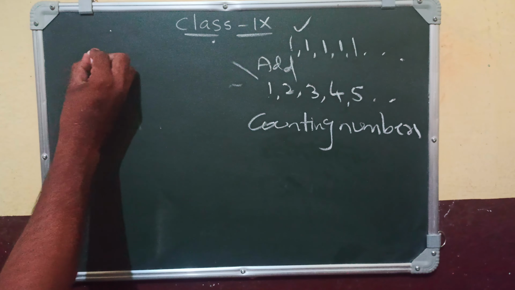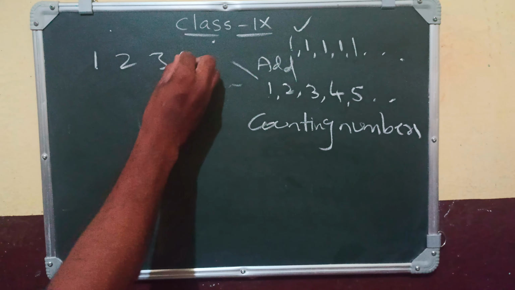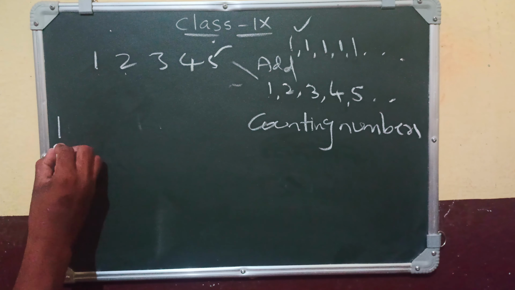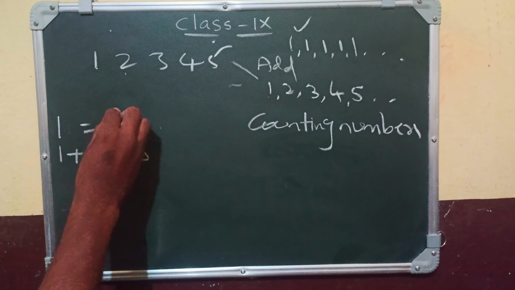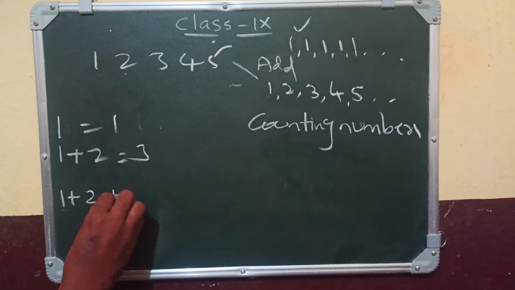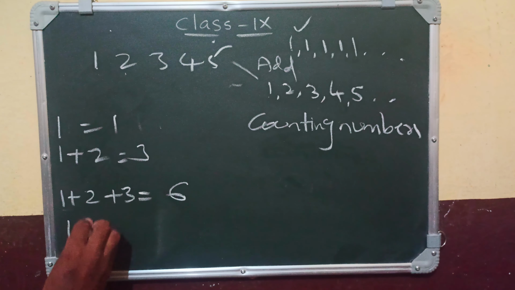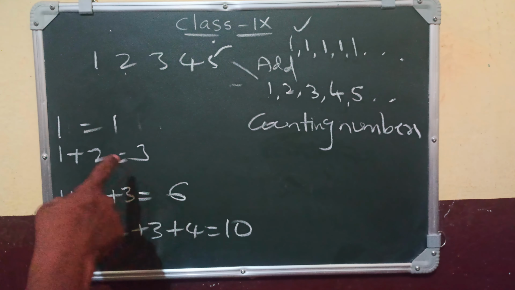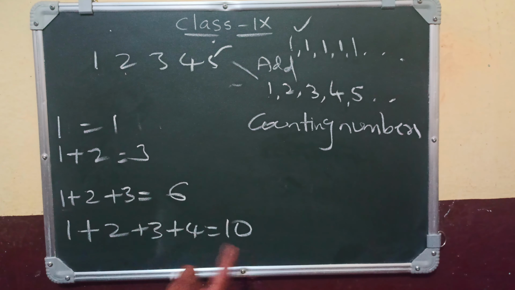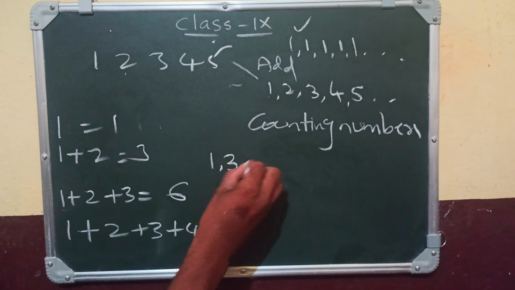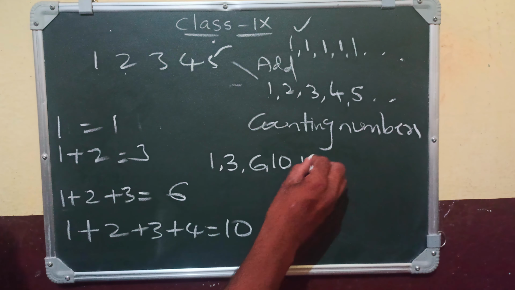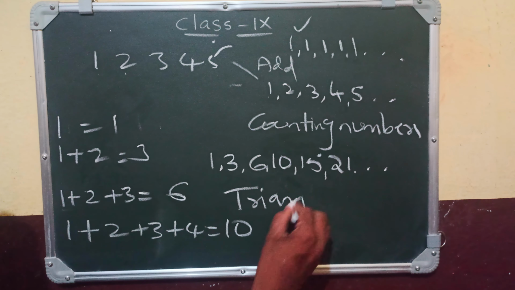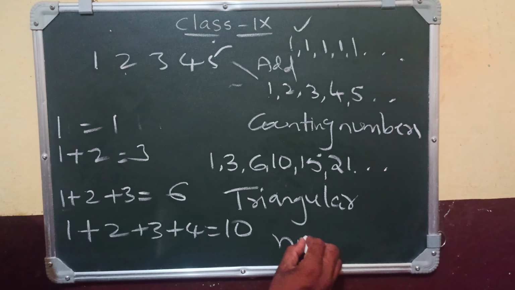If you add counting numbers, I will write the series 1, 2, 3, 4, 5. Write down the first number, then add the next: 1 plus 2, you will get 3. 1 plus 2 plus 3, you will get 6. 1 plus 2 plus 3 plus 4 is equal to 10. So if you keep on adding all the counting numbers, we get triangular numbers: 1, 3, 6, 10, 15, 21 and so on. These are called triangular numbers.